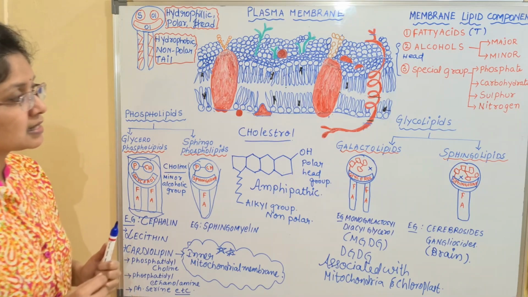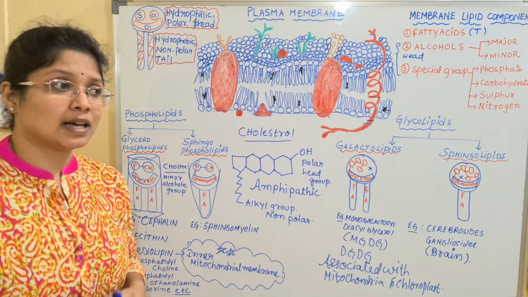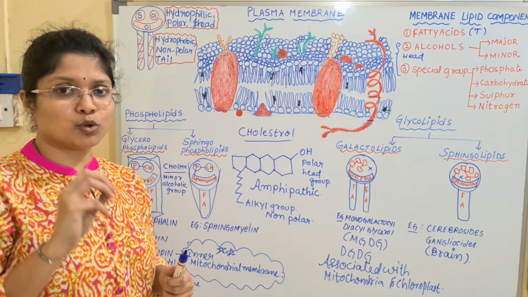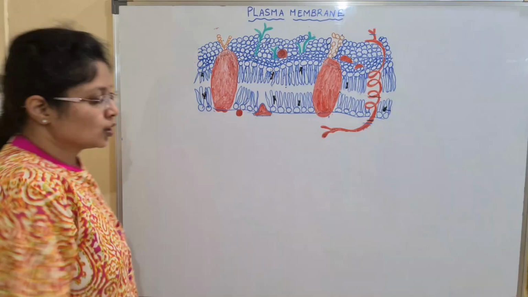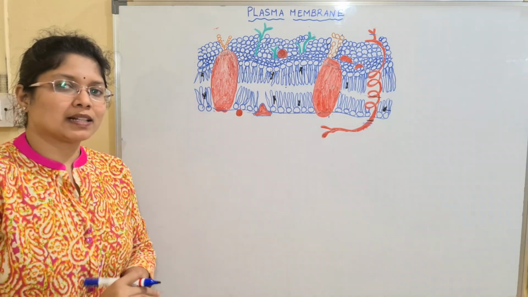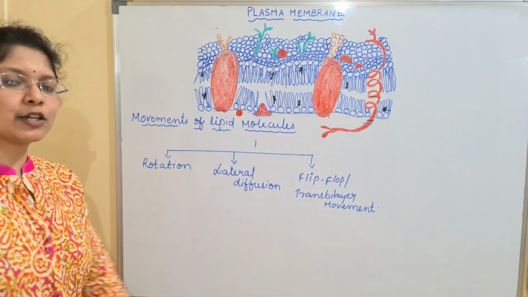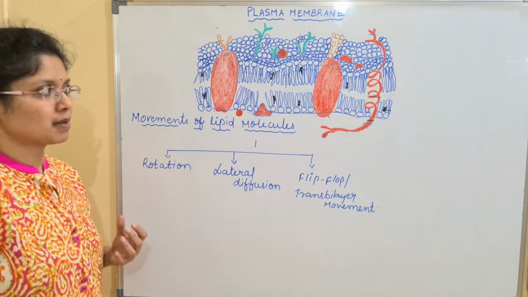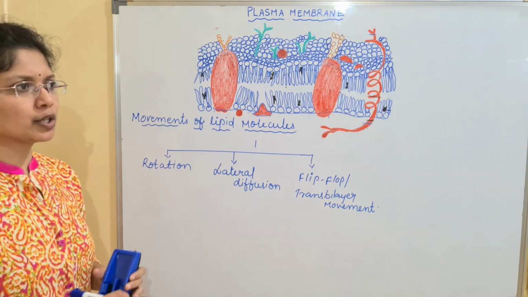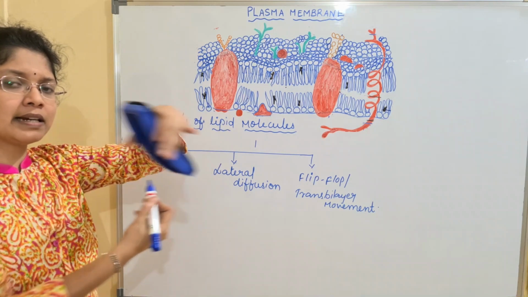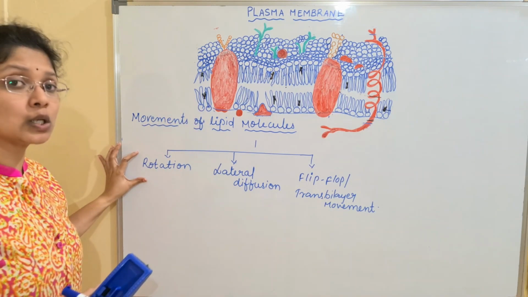And now we will be discussing the movements that are shown by these lipid molecules. I have told you in the last lecture we discussed certain movements shown by the lipid molecules, that we will be discussing now. Coming to the different types of movements shown by these lipid molecules, these are the three types of movements that you can observe in the plasma membrane with respect to the lipids. The first is rotation. Any lipid molecule can rotate 360 degrees along its own axis, and such a movement is said to be rotation.